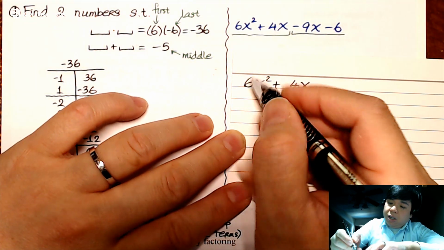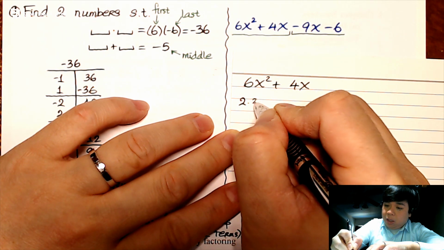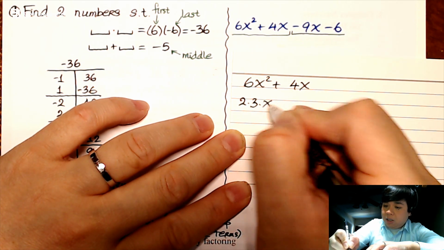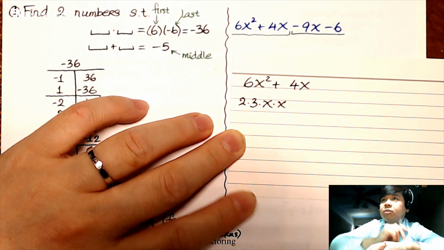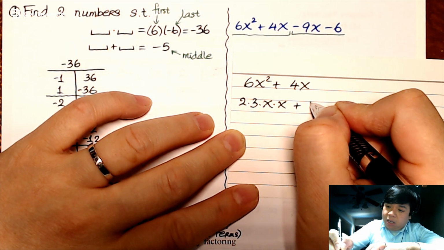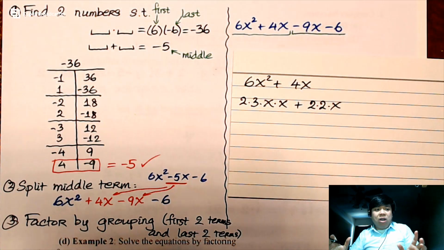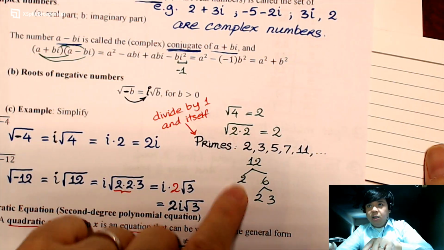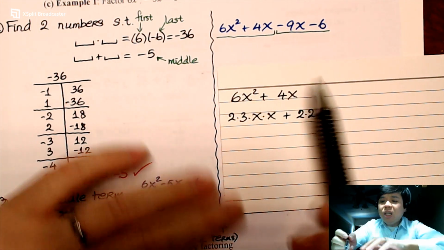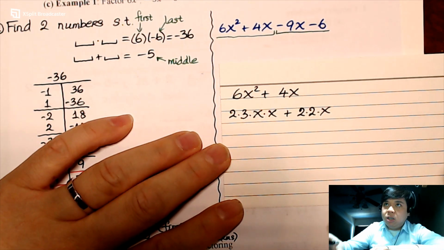6x squared. I can write 6 is a 2 times a 3. X squared is an x times an x. Okay. And then the 4x you can write as 2 times 2 times x. And you cannot break down any further. Remember the prime factoring earlier, we break that down all to prime numbers. And even x squared is x times x. We break down like product like this.